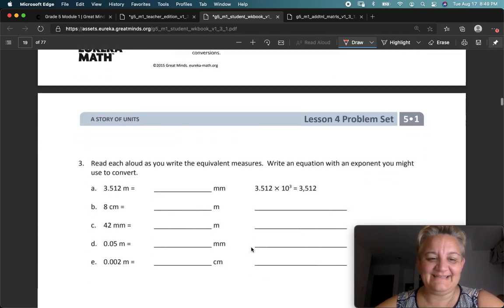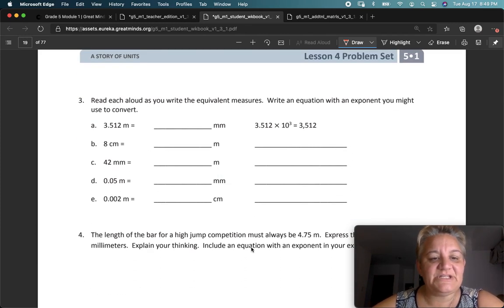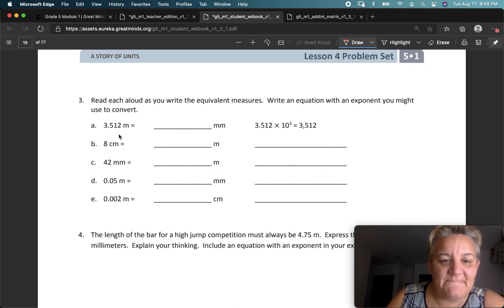All right. Next one. Read each aloud as you write the equivalent measures. Write an equation with an exponent you might use to convert. So here we've got meters to millimeters, and they've done this for us. 3.512 thousandths of a meter times 10 cubed is 3,512 millimeters.